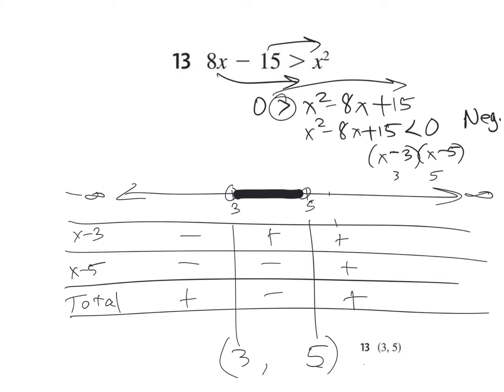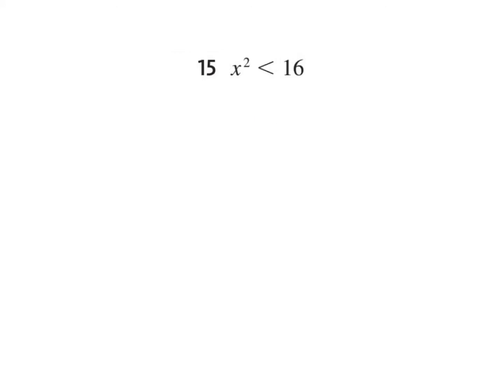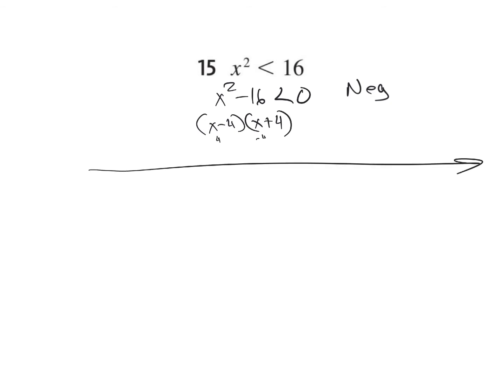And there it is, number 13. Okay, so x squared less than 16. Simplify. x squared minus 16 is less than 0, so we're looking for negative values. x squared minus 16 factors, difference of squares: x minus 4, x plus 4. So positive 4 and negative 4 are special numbers. Negative infinity to positive infinity, negative 4, positive 4, not equal to, so they're open dots.